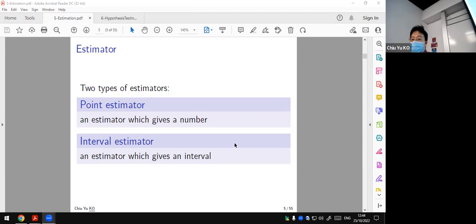Then I could also give an interval estimate. I would say it would be 1,400 to 1,500. That would be my guess. If I guess an interval, then it's an interval estimator. If I guess a particular value, then it's a point estimator.